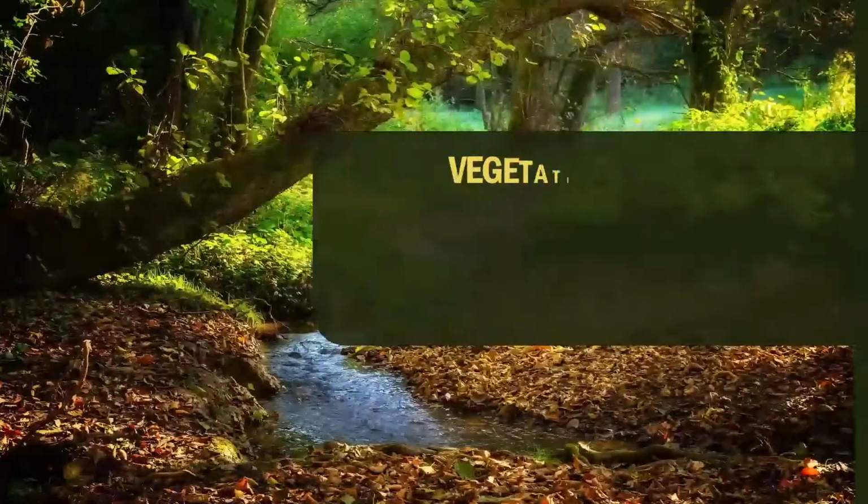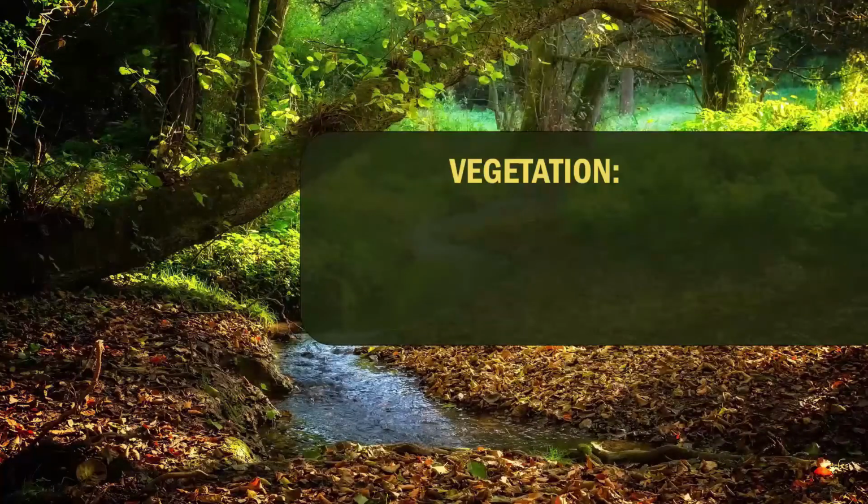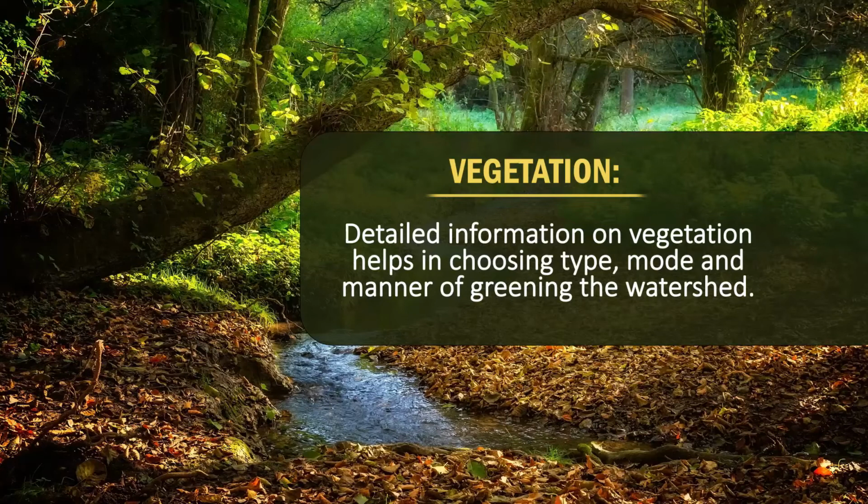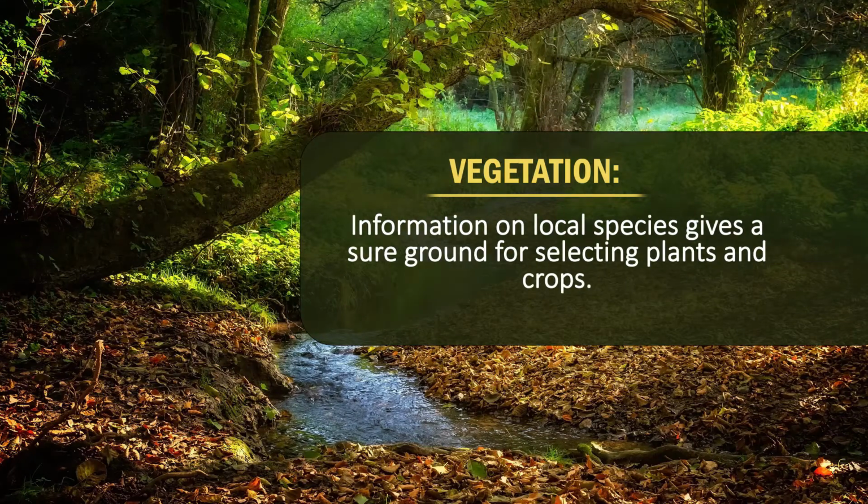The next one is vegetation characteristic. The detailed information on vegetation helps in choosing type, mode and manner of greening the watershed. And information on local species gives a sure ground for selecting plants and crops. So we need to understand the natural vegetation characteristic of the watershed.